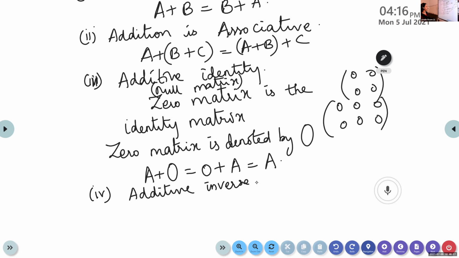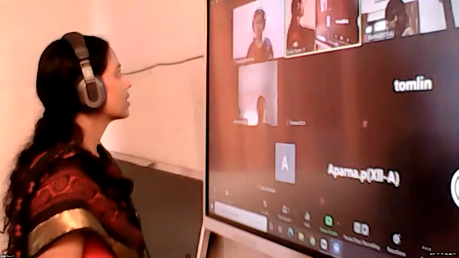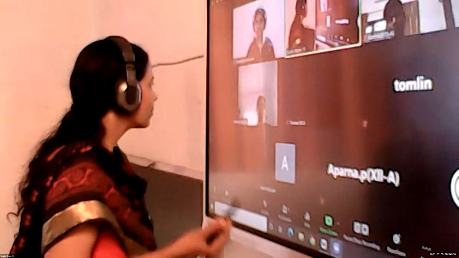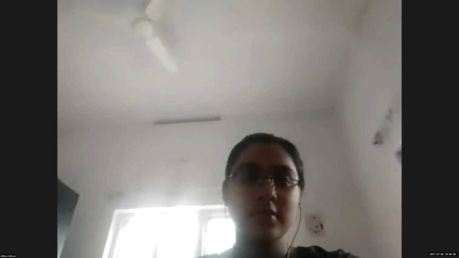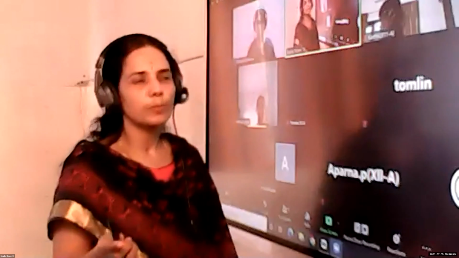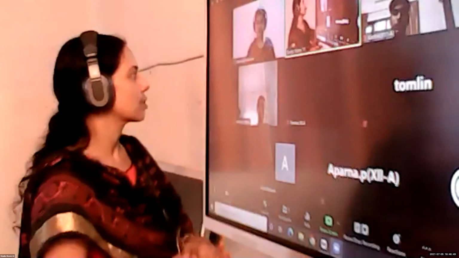What is the additive inverse of minus 10? 10. What is the additive inverse of 2 by 3? Minus 2 by 3, very good. In order to find the additive inverse, we just change the sign.